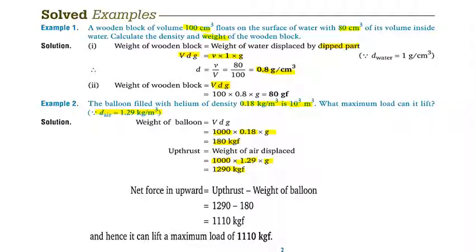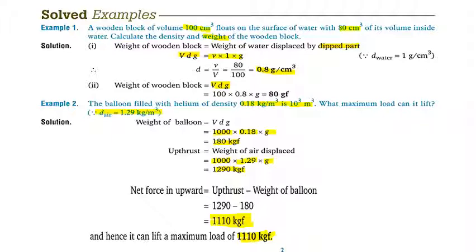Now what is the difference between the two forces? See, upthrust will act upward, the weight will act downwards. Now the difference between these two, that is 1110 kgf, is the net upward force. So this much weight this balloon can carry easily without any problem. We have also seen that they are huge balloons and they carry a large weight up in the sky.